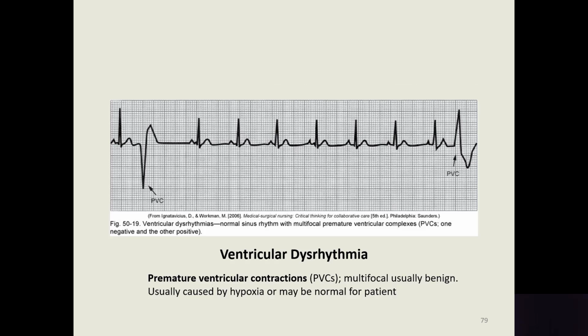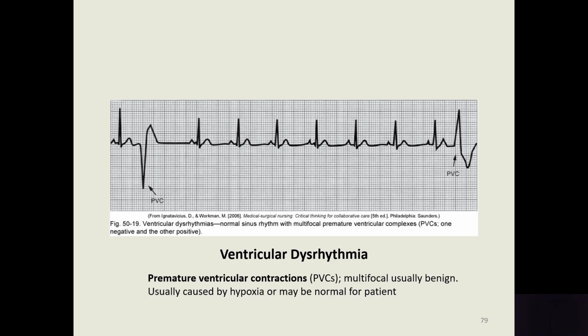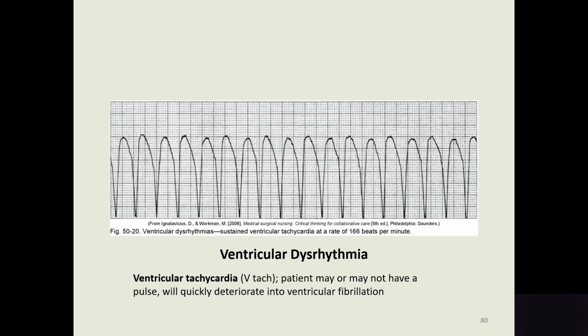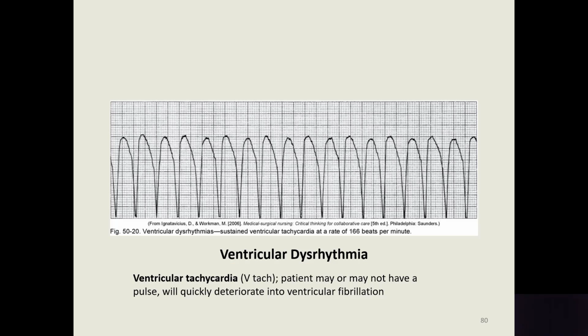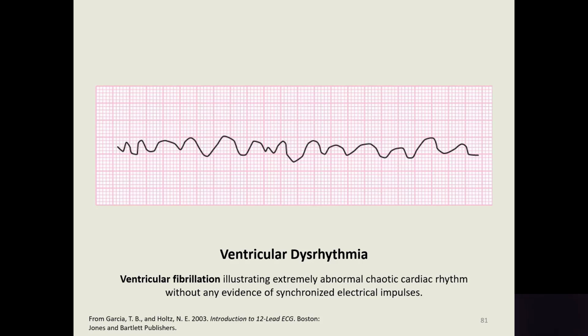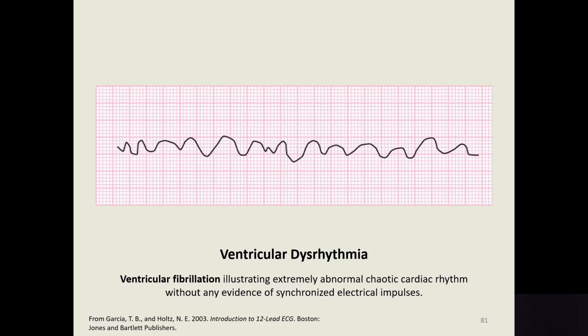This is a dysrhythmia called premature ventricular contractions. You can see these weird looking contractions that just kind of randomly show up. They're called PVCs, premature ventricular contractions. This is a scary rhythm called ventricular tachycardia, where the ventricles are contracting very quickly, and this is a very concerning rhythm because it may evolve into this, which is ventricular fibrillation, where there is no coordinated contraction of the ventricles. Basically, the heart is just quivering. The patient will have no pulse and needs to be defibrillated very quickly because this is not sustainable with life.